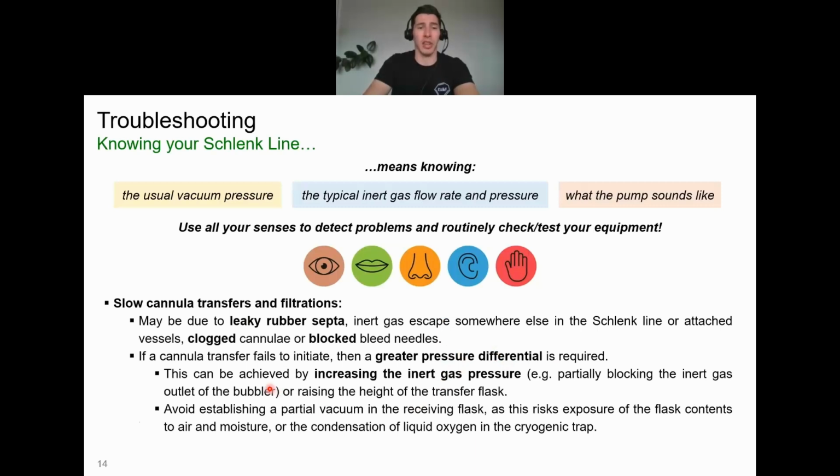If the cannula transfer or filtration fails to initiate, then you often need a greater pressure differential to begin with. That can be done by slightly blocking off your bubbler if you have an oil or mercury bubbler, or if you have an overpressure bubbler to simply increase the pressure there. One thing that we can often do when doing these transfers is to manipulate the height of the flask. So we can raise the height of the transfer flask and lower the height of the receiving flask so that once the transfer happens, you have an inbuilt siphon that keeps it fairly continuous.